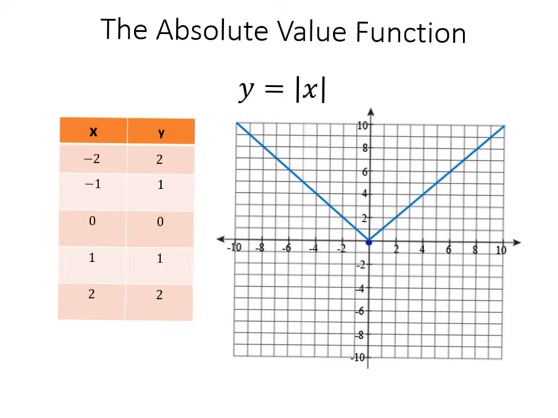The function that we're going to be discussing is called the absolute value function. In the absolute value function, if we were to plug in -2 into the equation, it would be the absolute value of -2, which gives us +2. We repeat this process, and it ends up giving us this V-shaped graph.